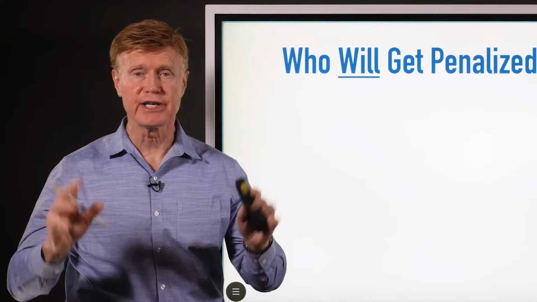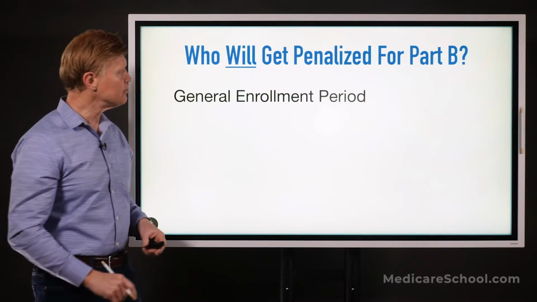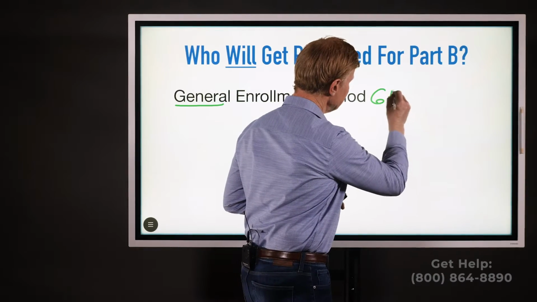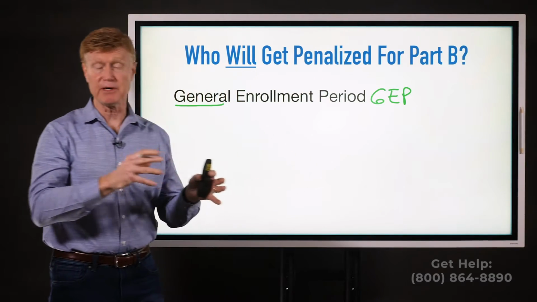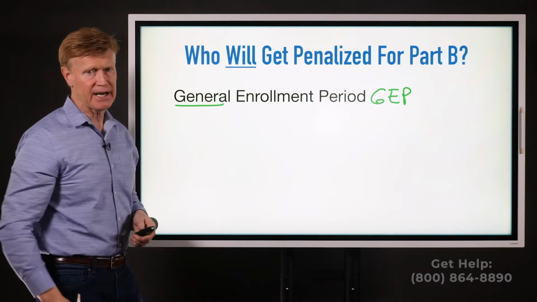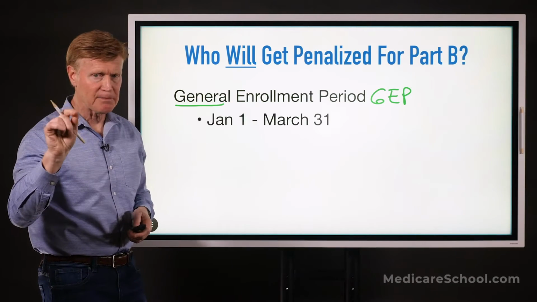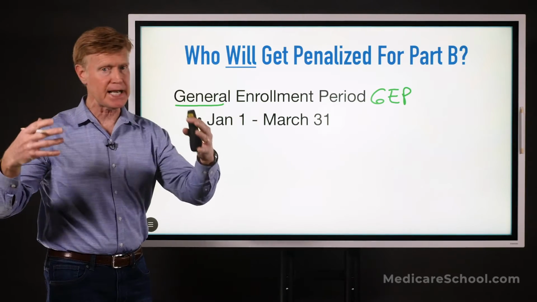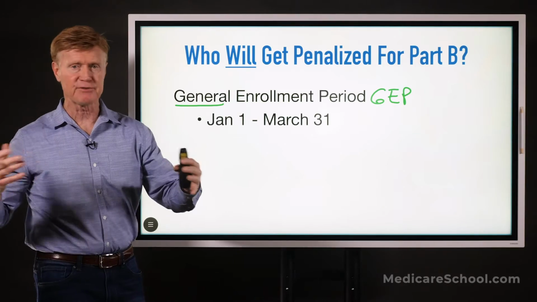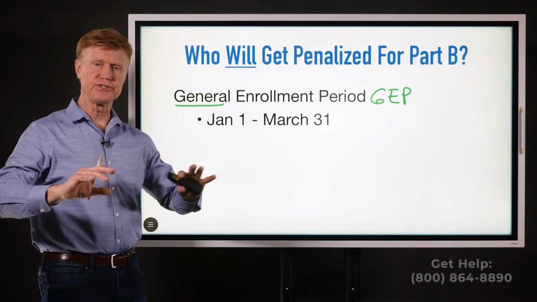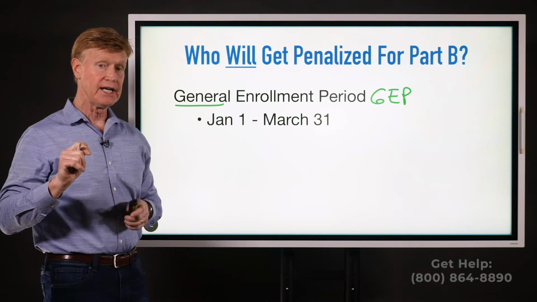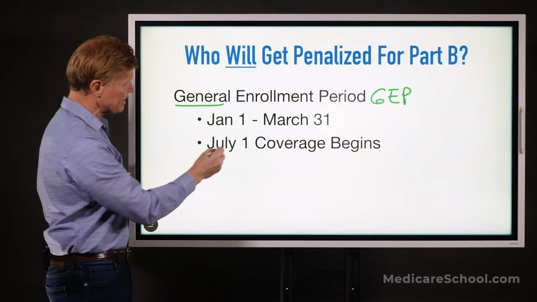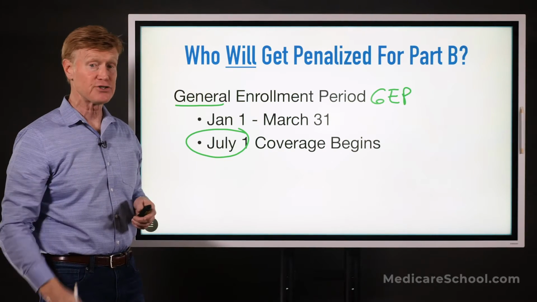So who is it that will get a penalty for Part B? Anyone who uses the third enrollment period, which is called the general enrollment period. We use the acronym GEP. So we have missed the IEP, we missed the SEP, and this is the only way we can come in now. But with this particular enrollment period, there are problems. Number one problem is we can only enroll the first quarter of the year. So if someone realizes they made a mistake in April or May or June, July thereafter, they're going to have to wait till the next year to enroll into Medicare because this general enrollment period is only open the first quarter of the year. The second problem is then our coverage is also delayed. So though I enrolled the first quarter, my coverage doesn't begin, notice, until the beginning of the third quarter, right? So my coverage is now delayed.